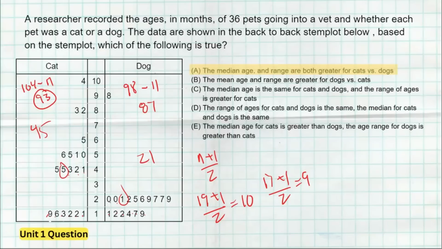The only other one I want to talk about is the mean. Now, we can actually type all these values into our calculator and calculate the mean, but the mean age and range are greater for dogs. We should automatically know that that's going to be wrong because the cats are going to be skewed to those bigger numbers. So because there are these much higher cats, that means the mean is going to be higher for the cats, not for the dogs. So you can calculate it if you want, but that should be pretty obvious based on looking at the graph.